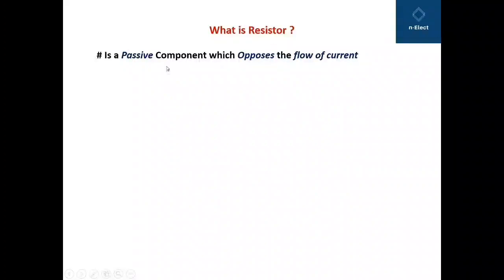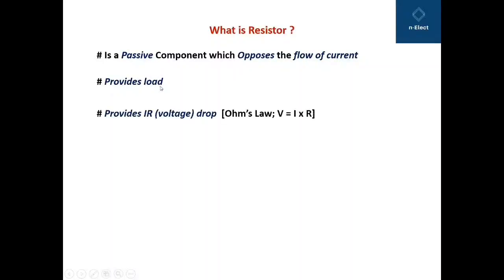So a resistor is basically a passive component. Passive means it cannot work without an external or secondary power supply, and its main characteristic is to oppose the flow of current. It provides load, that is, across which we can take the output. It also provides IR voltage drop, that is, according to Ohm's law, V is equal to I into R.